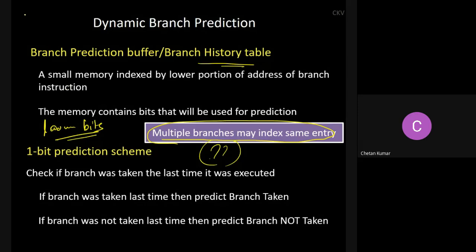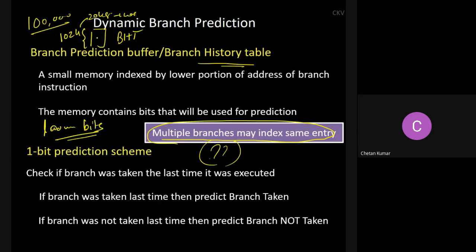Normally, the actual number of branches will be in hundreds or thousands if you talk about an application. But the actual number of locations in the branch history table will be limited. Maybe 1024 or 2048, or 4096. So it will be very limited.